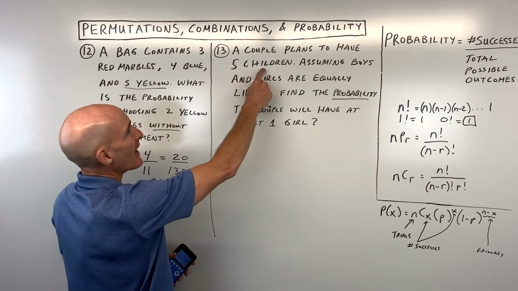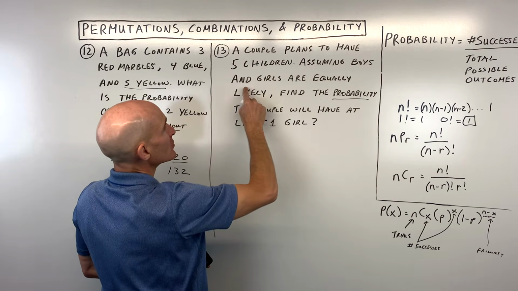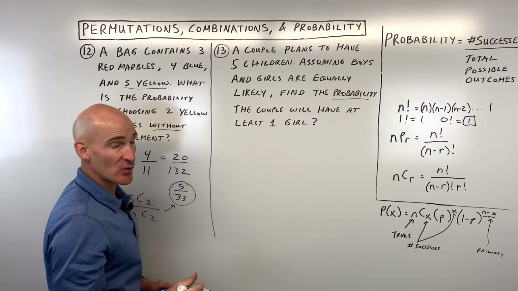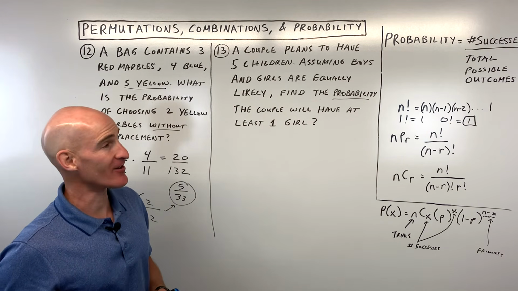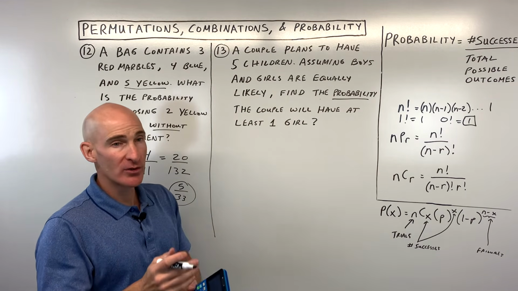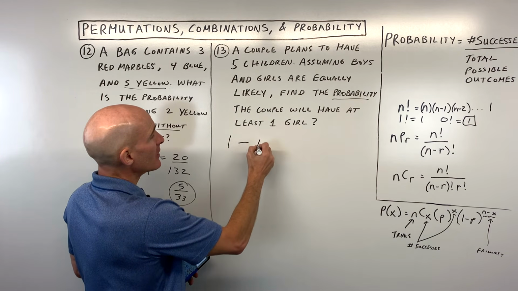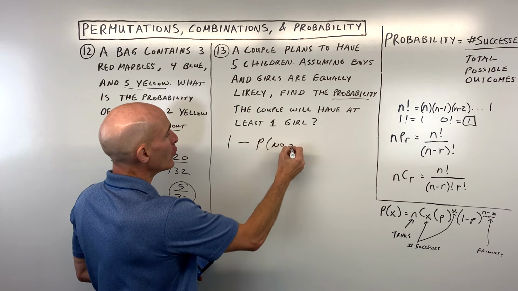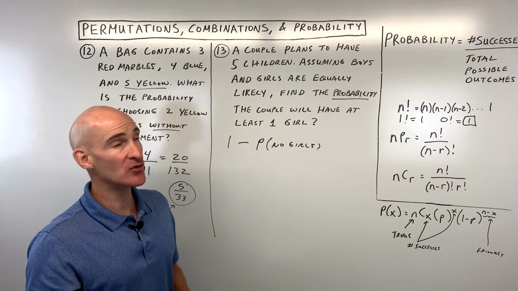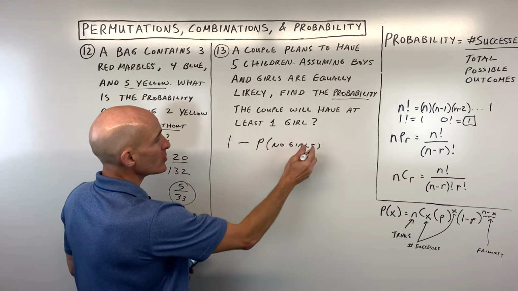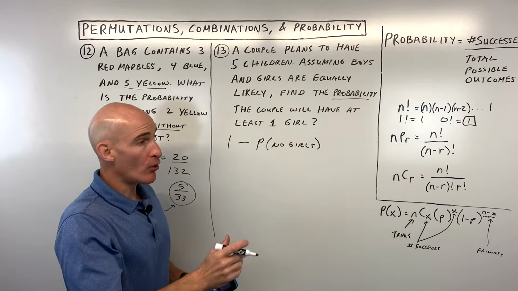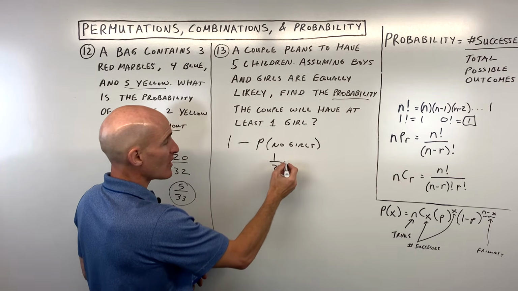So for number 13, let's look at this one. A couple plans to have 5 children, assuming that boys and girls are equally likely. Find the probability that the couple will have at least 1 girl. So we've seen this a lot in this particular video, right? When it comes to probability at least, 100% is the total, which is like the number 1, minus the probability that they have no girls. So 1 minus the probability of no girls means that it's 1 or more: 1, 2, 3, 4, or all 5. Now, no girls is another way of saying all boys, right? And what's the probability the first one's a boy? It's 1 chance out of 2. What's the probability that the second one's a boy?